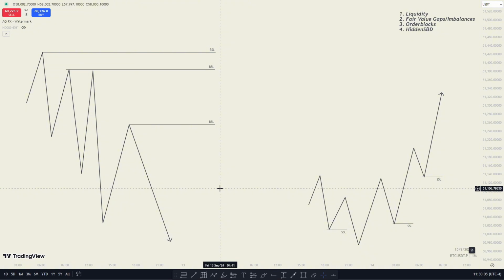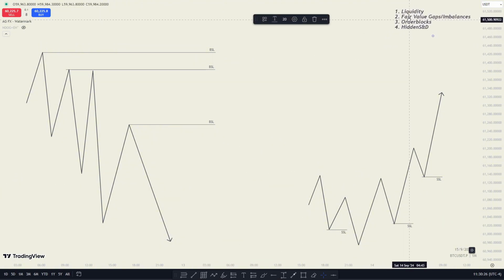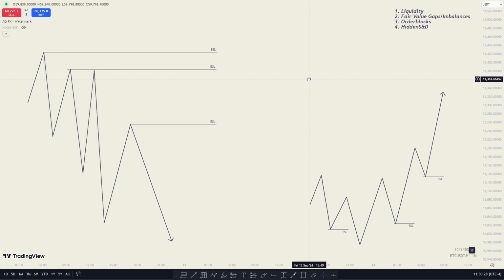Hello folks, this lesson is very important. We're gonna learn all essential parts of trading, of how to spot different signatures in price that will allow us to read the price better and eventually improve our trading. So here you can see all topics that we will cover today, and we will start with liquidity.